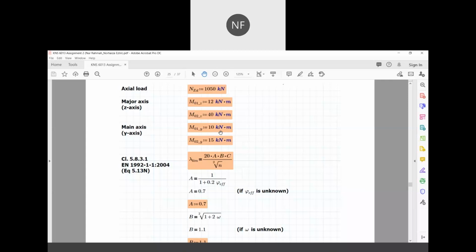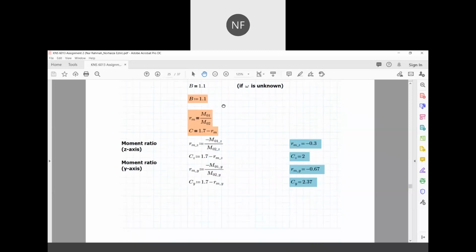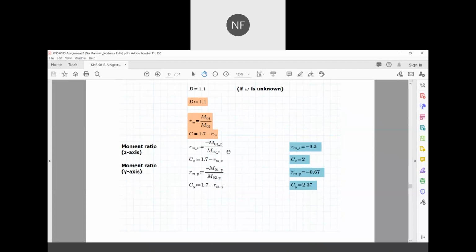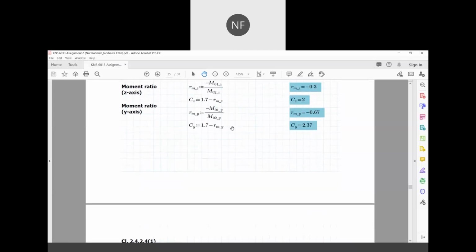to obtain these components, that is A, B, C, and the square root of n. So here, the condition given: A is equal to 0.7 since the effective length is unknown. Okay, same goes for B, which is equal to 1.1. Whereas C is equal to 1.7 minus the moment ratio. And here, from the assumption that we've made towards the major and minor axis for the moment, we'll substitute the values into this formula.